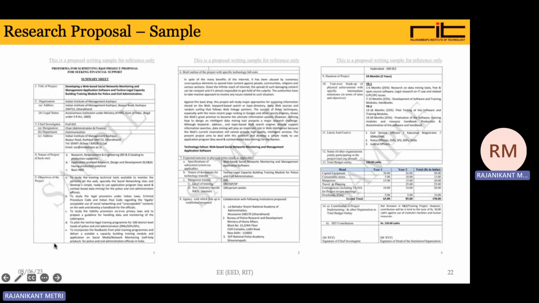Then you need to give the objectives of the project. You can see here, to study the existing technical tools. Similarly, 5 objectives are defined. Then a brief about the project, the expected outcomes of the project, and the agency with which it links up to the establishment of the proposed system. Those things you can mention here.